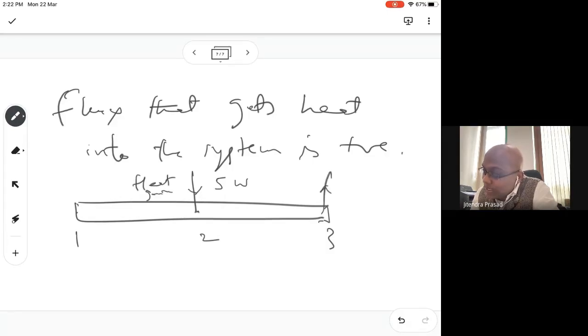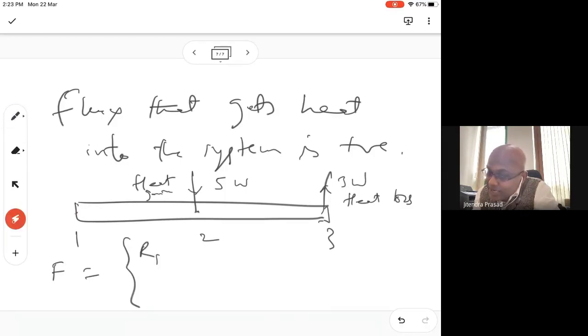This is the heat loss, let's say 3 watts, so joule per second. So this is a heat loss. So your force vector, which will have all the flux, will be, let us say, the first one is the reaction, the second will be 5 watts, and the third will be -3, because there is a heat loss there. You got it? Yes, sir.